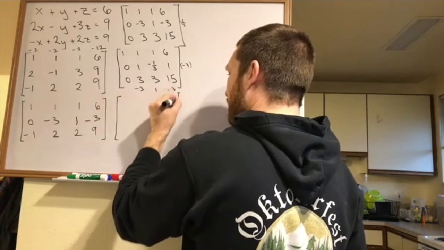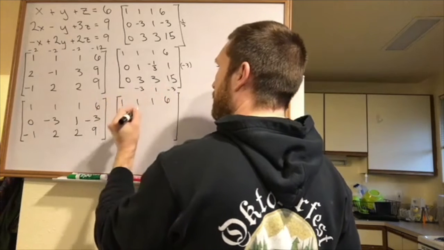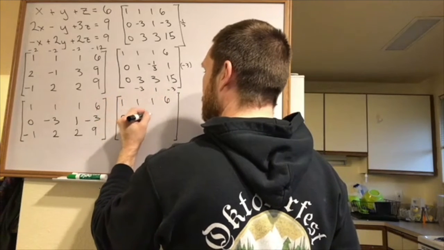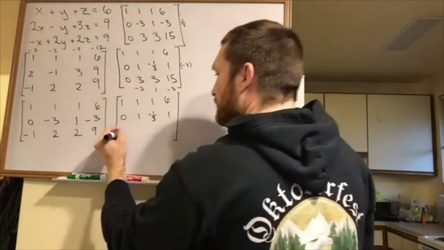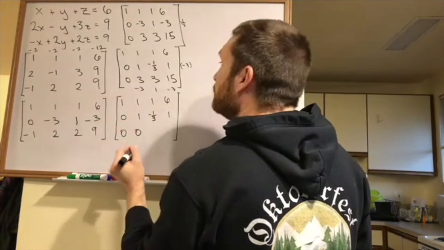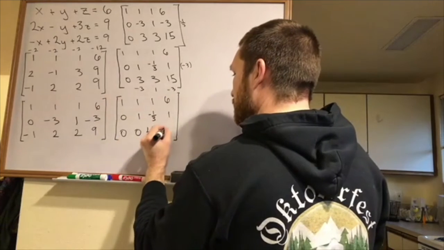When I add that to the bottom row, well, the top row is not changing. The second row is not changing. Now the last one, we get a 0 and a 0, a 4, and 15 minus 3 is 12.